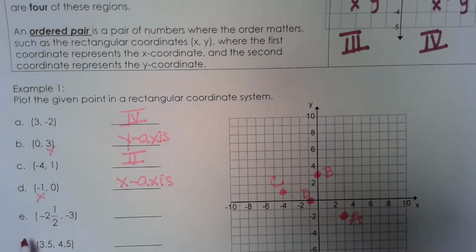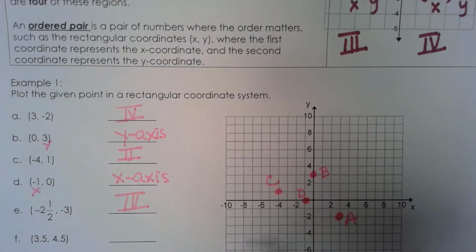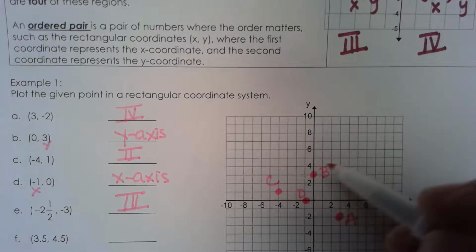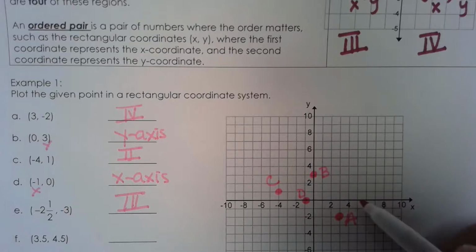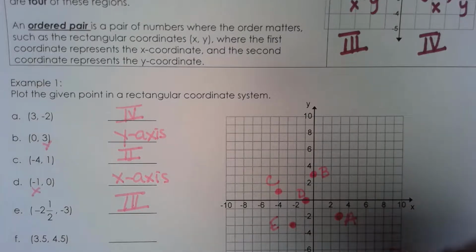Then we have letter E, (-2 1/2, -3). This point will be in quadrant 3 because both the x and the y coordinates are negative. -2 1/2 is the same thing as saying -2.5. So -2.5 is between -2 and -3. So here is -2.5. And then we count down 3 units. Here we go. Here is letter E.